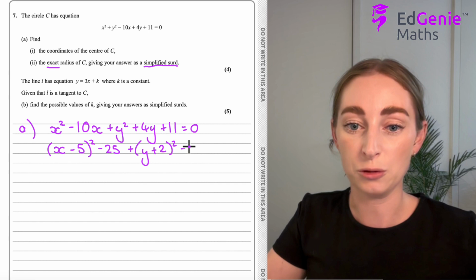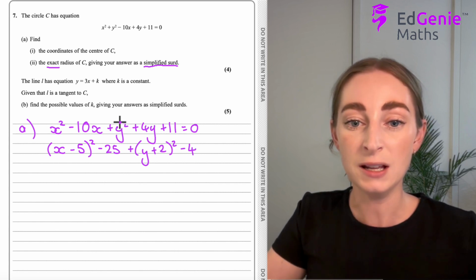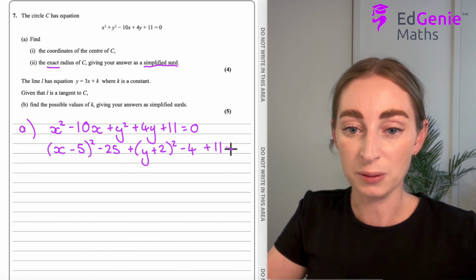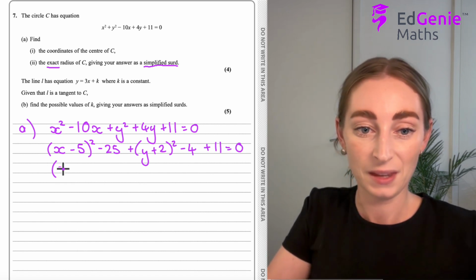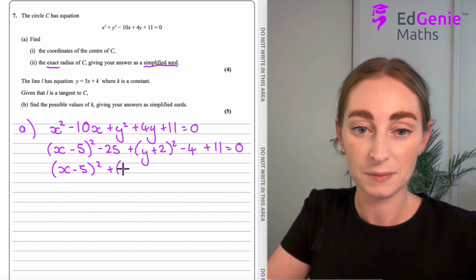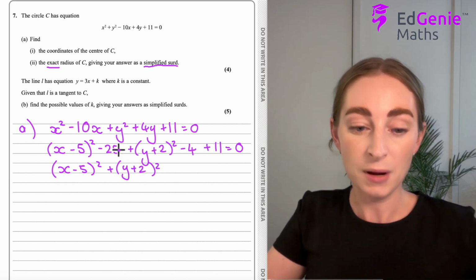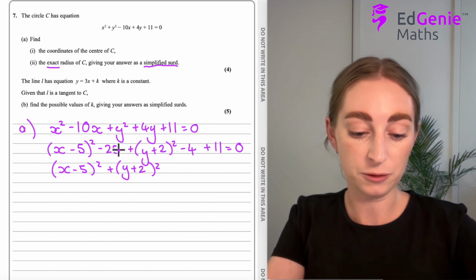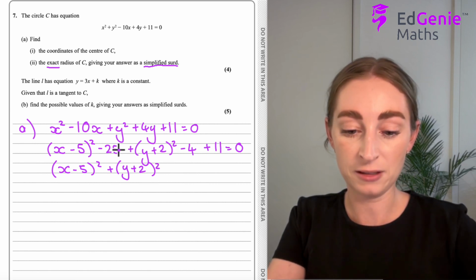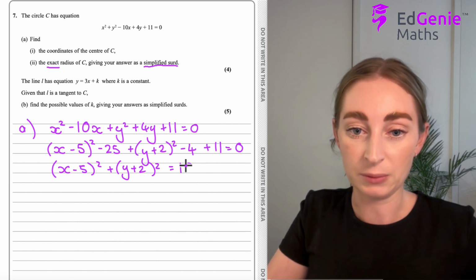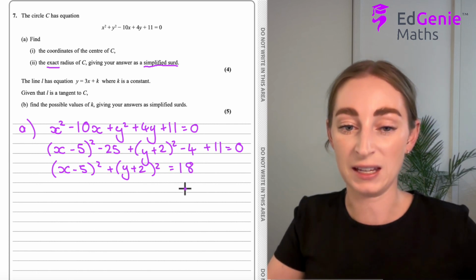2 squared is 4, so if I take away 4, that gives me back to y squared plus 4y, and then I've got plus 11. Right, rearrange. I don't mean rearrange at all, I mean simplify. Minus 25, minus 4, plus 11, that gives us minus 18, and then we can put that on the other side, so it's positive 18.